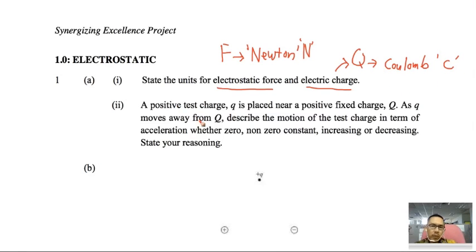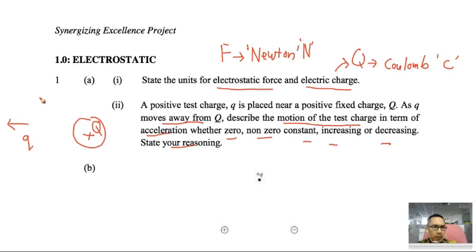Number 2, a positive charge q is placed near the fixed charge Q. Let's say you have a fixed charge Q and you have another charge, the charge q. See q here, and if q is moved away from Q, describe the motion of the test charge: acceleration, whether zero, non-zero, constant, increase or decrease, and state your reasoning.